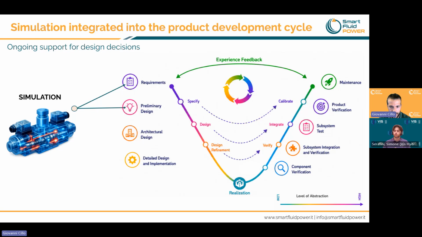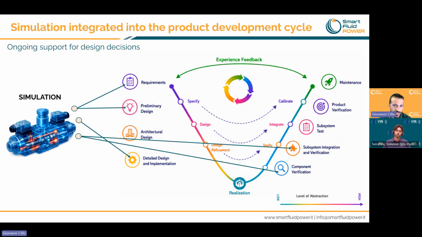Already in the early stages, it helps identify constraints and critical issues even before detailed designs begin. During development, it allows designers to compare alternative solutions, reducing the need for physical prototypes. In the integration and validation phases, it supports, for example, system behavior verification and comparison with experimental results. Finally, it also helps progressively align the virtual model with the real product, improving subsequent design iterations.